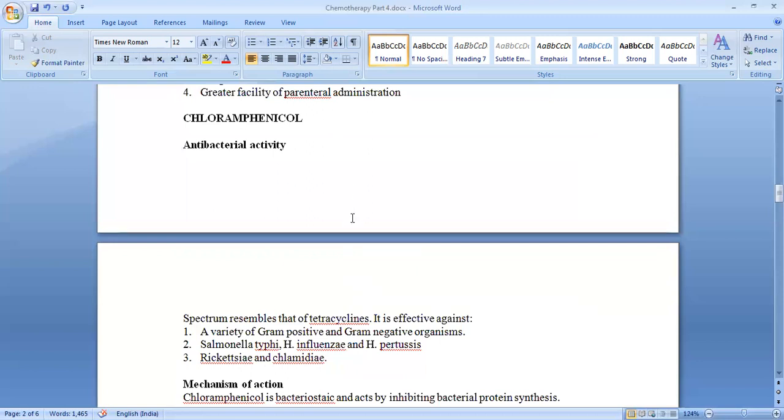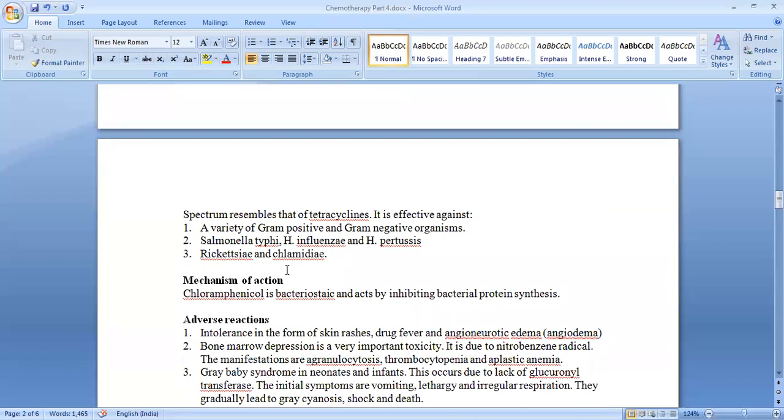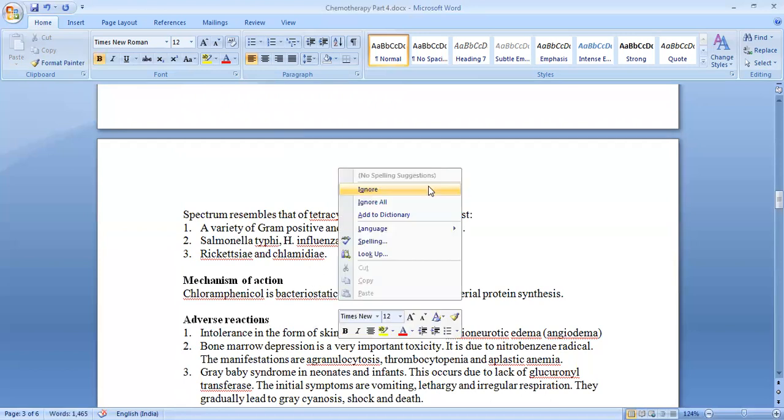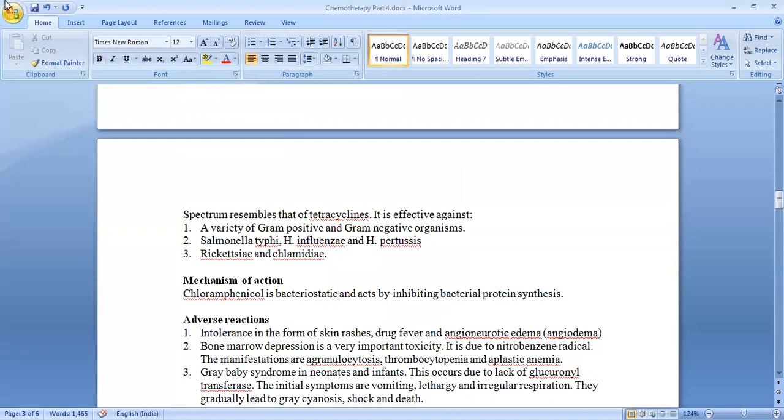Now this chloramphenicol is a drug whose spectrum of activity is similar to that of tetracycline. It can be used against gram-positive and gram-negative organisms. It can be used against Salmonella typhi. Okay? It can be used against Haemophilus influenzae, which causes common cold. It can be used against Haemophilus pertussis, which causes whooping cough, and many other organisms. Now, this drug also has bacteriostatic action, and it acts by inhibiting the bacterial protein synthesis.